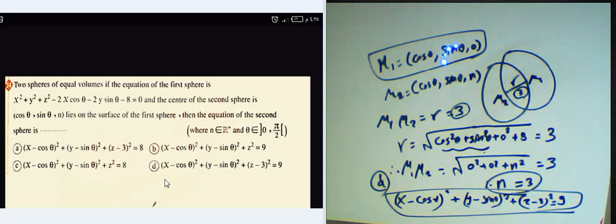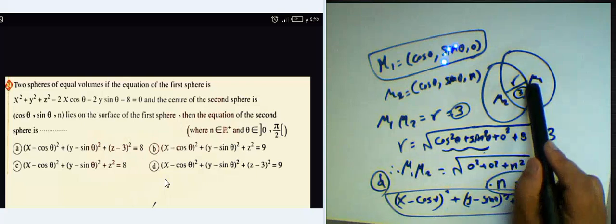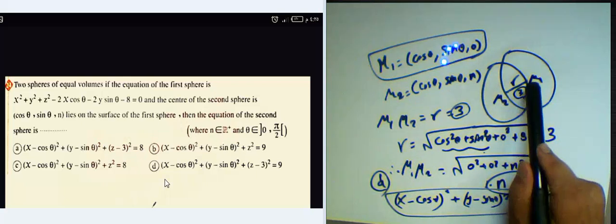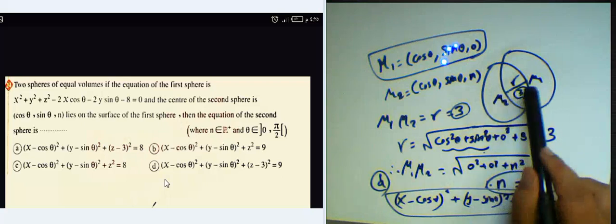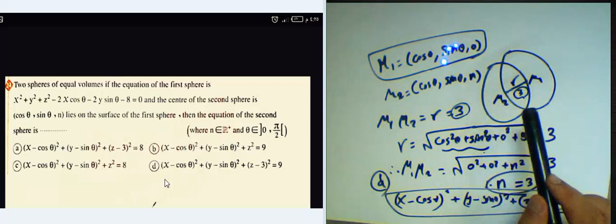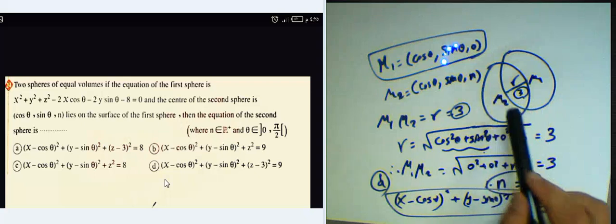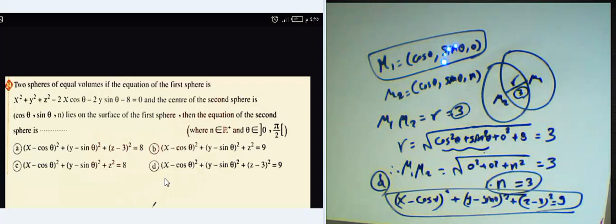We do this for practice because he tells us in the example the two spheres of squares volume is the equation of the first sphere and second sphere. The center in the first, the center in the second. They intersect at 2 points, m1 and m2. And we want to find the equation of the second sphere. It will be letter D.